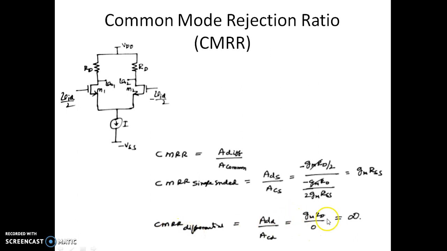So CMRR is infinity for a measured output voltage for a differential signal and a common signal. It is a ratio. The gain of the differential amplifier is differentially applied as well as differentially measured. Here it is commonly applied and differentially measured, so it is infinity.